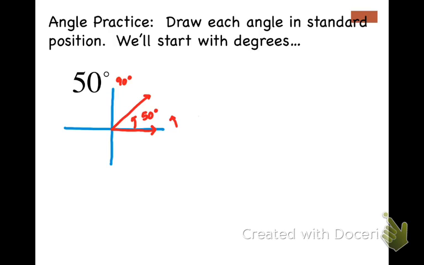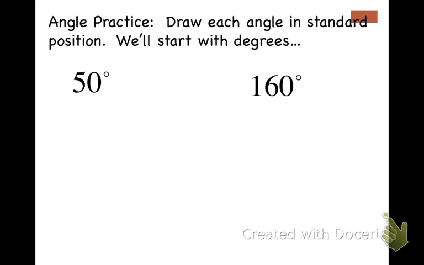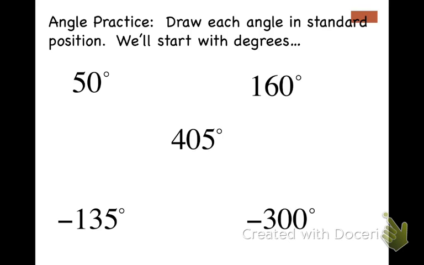All right, so we've got a couple more that we're going to do. 160, 405, negative 135. So that means we're going to open up in that negative direction. And then negative 300. So go ahead, take a minute. You can pause the video.